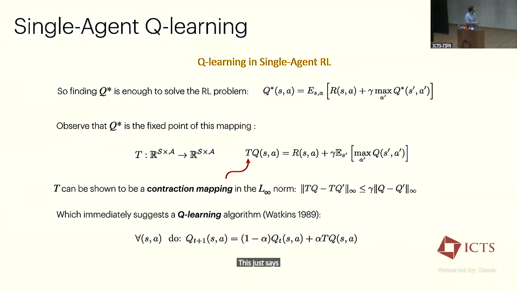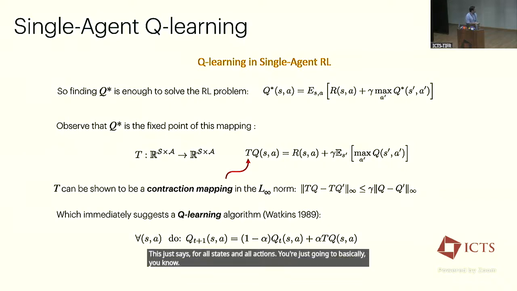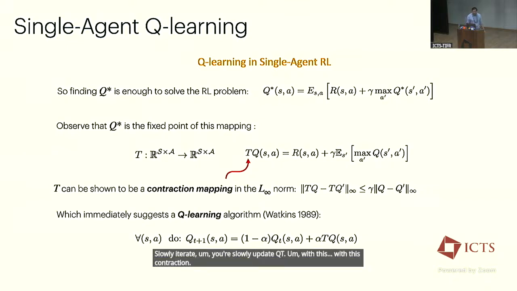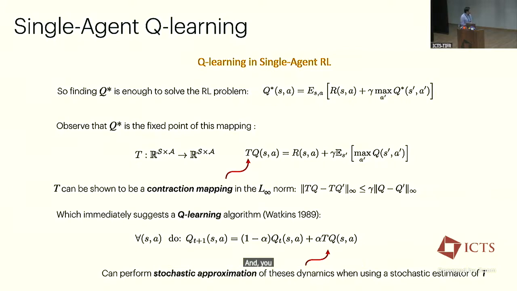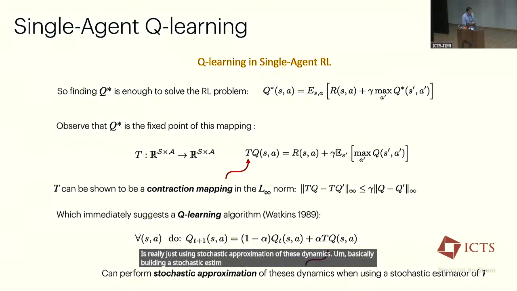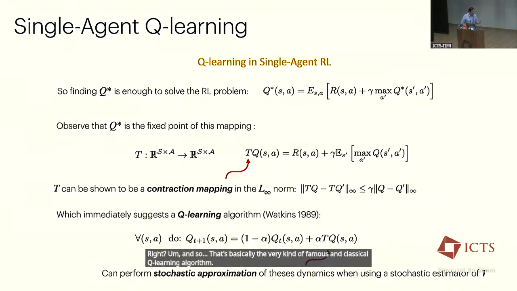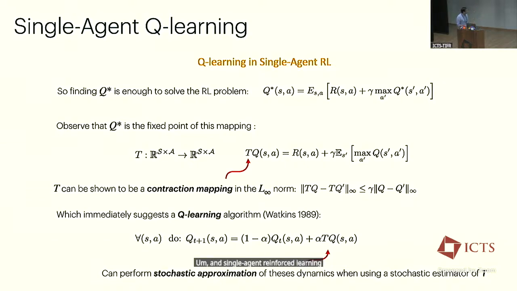This just says for all states and all actions, you're going to slowly update Qt with this contraction, right? And the actual Q-learning algorithm that we all know and love is really just using a stochastic approximation of these dynamics, basically building a stochastic estimator of this second term, right? And so that's the very famous and classical Q-learning algorithm in single agent reinforcement learning in one slide.